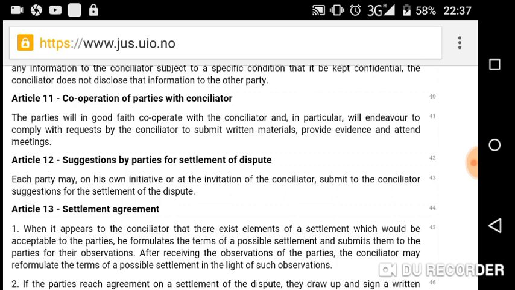The parties have a duty to cooperate with the conciliator. For example, a party can cooperate by providing evidence, materials, and documents, attending meetings, and cooperating with the conciliator. This is cooperation of parties with conciliator.